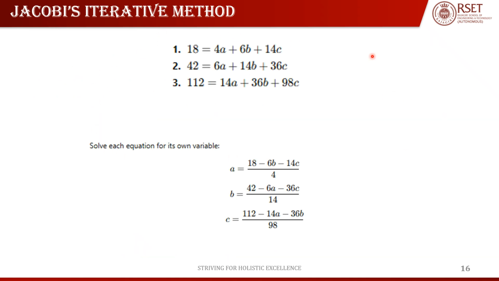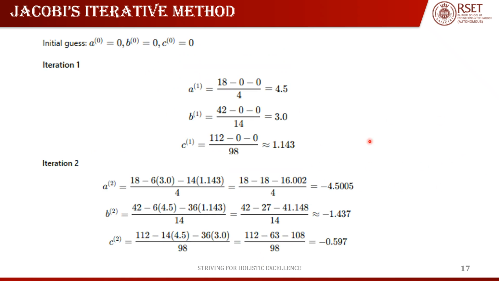18 is equal to this one, and you have this equation. From the first equation you will separate a. Just keep 4a here, take 6b and 14c to the other side, and then divide by 4. You have your a. Similarly, take your 14b, keep it here, take minus 6c minus 36c, divided by 14. You have b here, and from the third equation separate c. So you have your a, b, c, and your first approximations are given to be equal to 0. Find the value of a1, which will be 4.5. By substituting 0, 0, your b1 will be 3. c also, similarly find it.